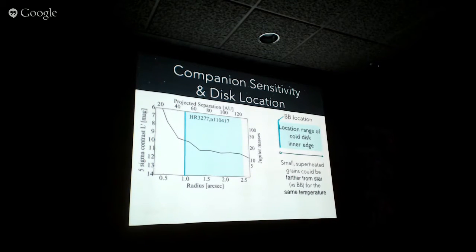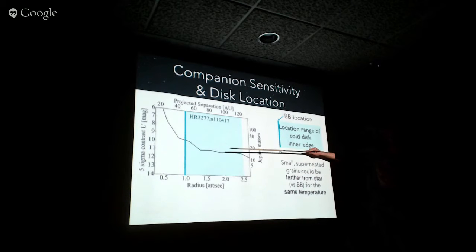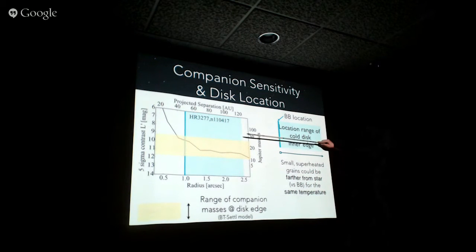Because of that fudge factor, the outer edge of that gap could be a little bit farther out. It could be more like 2 arc seconds or so. And there we're sensitive to low mass brown dwarfs, a little bit closer to the planetary mass regime. And here, I've just highlighted the regime that we're sensitive to companions at for the range of disk properties that we might derive from SED.